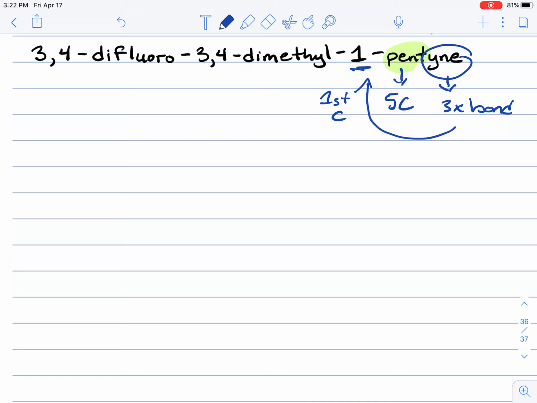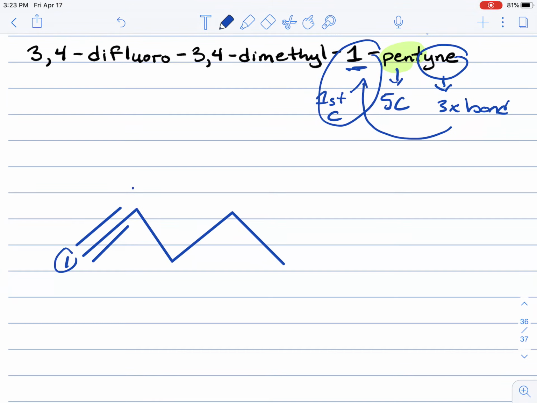So let's go ahead and start. So pent, so that's 5. 1, 2, 3, 4, and 5. Okay. And so now that I have all 5 carbons, I'm going to go ahead and place my substituents. Oh wait, before I do that, I need to put in my triple bond. And so my triple bond is on the first carbon. And so I'm going to put 1 and another 1. Oops. And so this is going to be carbon 1, 2, 3, 4, and 5.